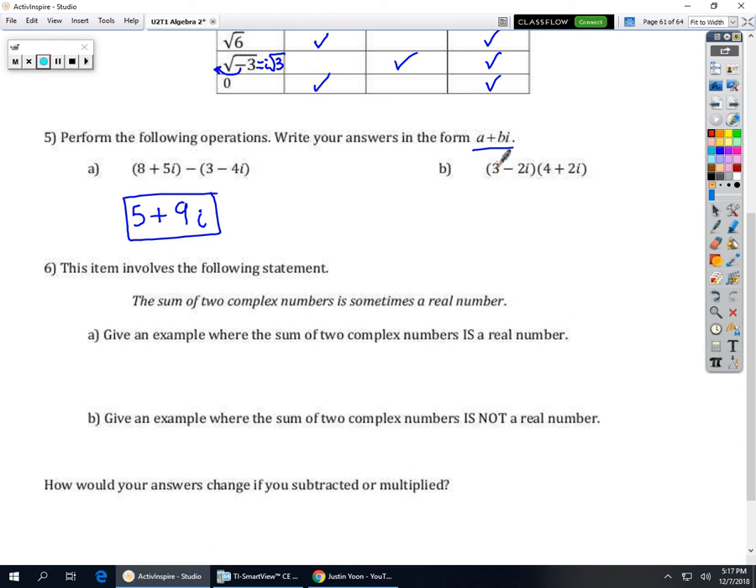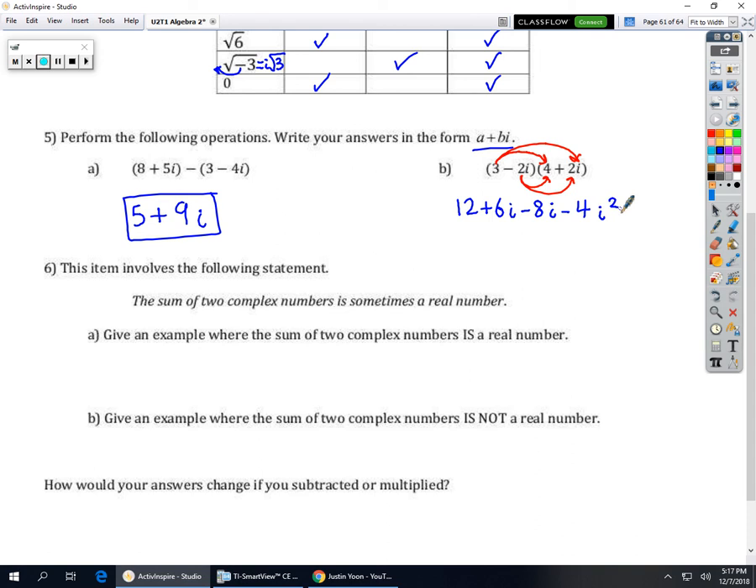This one here's a distributive property problem. You've got to actually do all of this. See, the 3 goes to both, the 2i goes to both. So 3 times 4, that's 12. 3 times 2i is 6i. Negative 2i times 4 is negative 8i. Negative 2i times 2i, well, 2 times 2 is 4, minus 4. i times i is i squared.